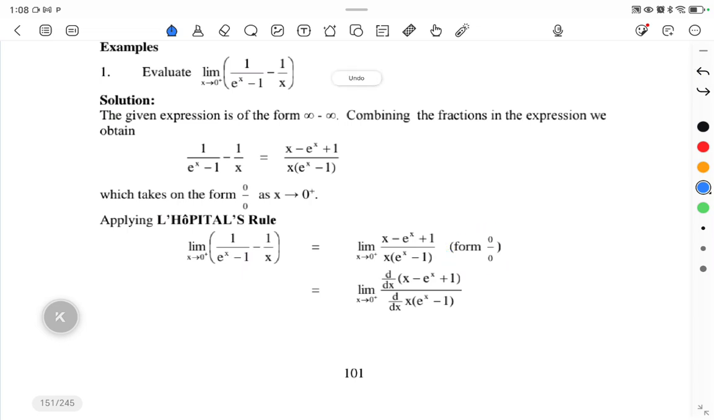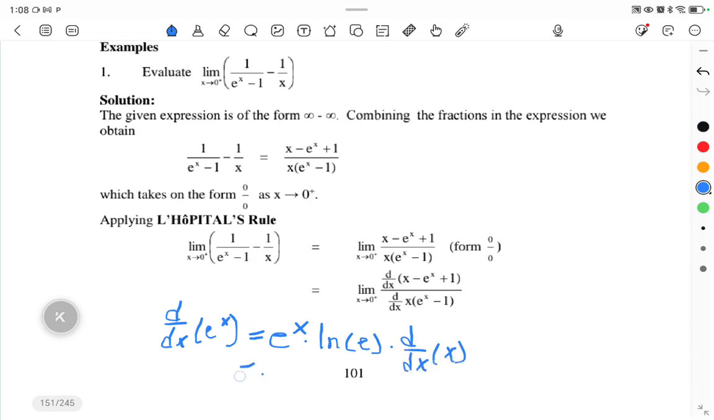Then after getting 0 over 0 or infinity over infinity, this tells us that we can now derive the numerator and denominator individually, right? So remember, if I derive e to the x, this is e to the x times ln e times the derivative of the exponent, which will give us e to the x times 1 times 1. You see, right?